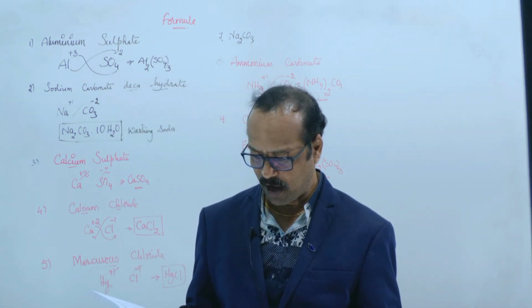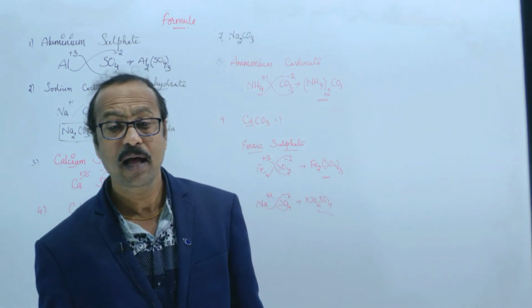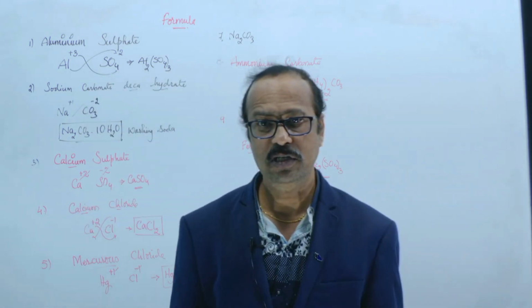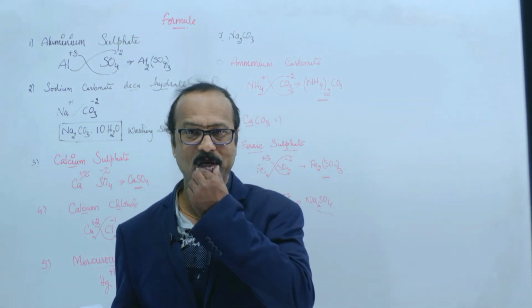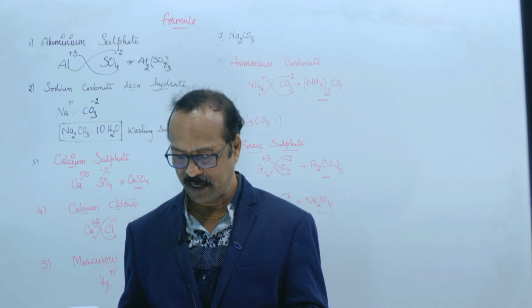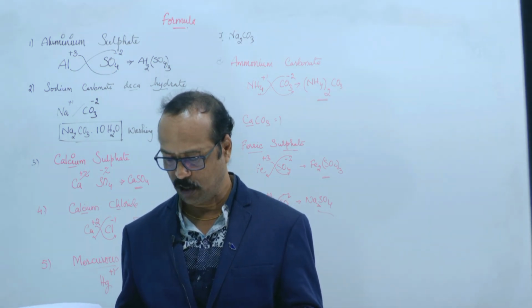Next is the chemical formula of Epsom salt. Epsom salt is nothing but magnesium sulfate with 7 water molecules. So MgSO4·7H2O. You write this formula, magnesium sulfate 7H2O. So the answer is the second option.